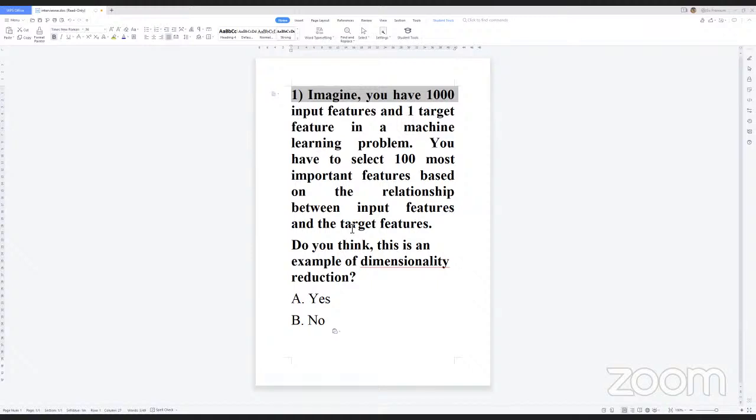So this is the first question, and the answers are A, yes, B, no. What would be the answer? Yeah, the answer would be A. This would be an example of dimensionality reduction. Okay, the answer would be A. We'll go for the next question.